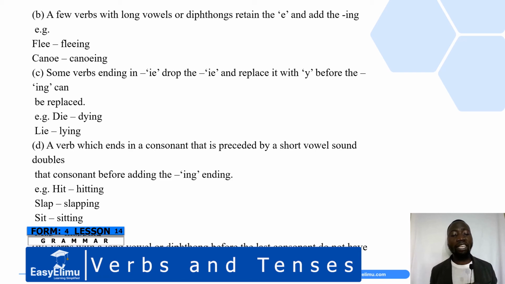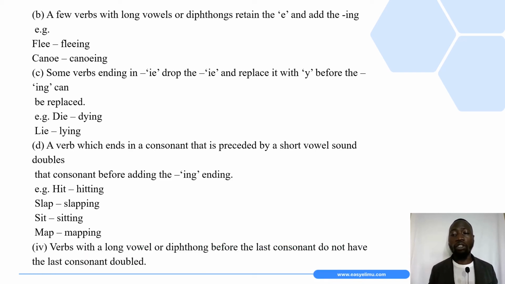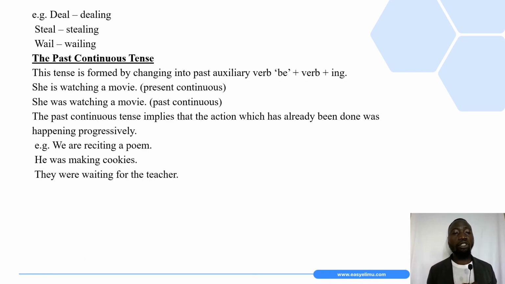So next is that verbs with a long vowel or diphthong before the last consonant do not have the last consonant doubled. So for those verbs, we have examples like deal, that is dealing, steal, stealing, wail, wailing. So we don't double the consonants that we have there. So that was about the present continuous tense and how it is formed.